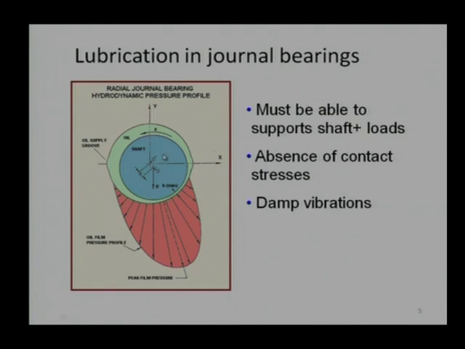It is a simple journal bearing. Journal bearing, we say, is one of the cheapest machine supports. It is one of the economic machine supports.